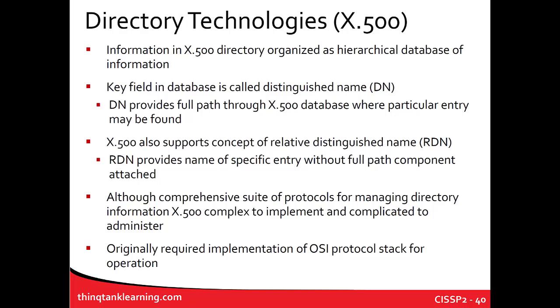The RDN, which is the relative distinguished name, identifies entries relative to its parent. We don't have the full directory path. If the DN is like the full address, the RDN is like a local name. So for example, in the DN that I mentioned before, Scott, thinKtank.com, whatever, CN, the common name Scott, is the RDN.